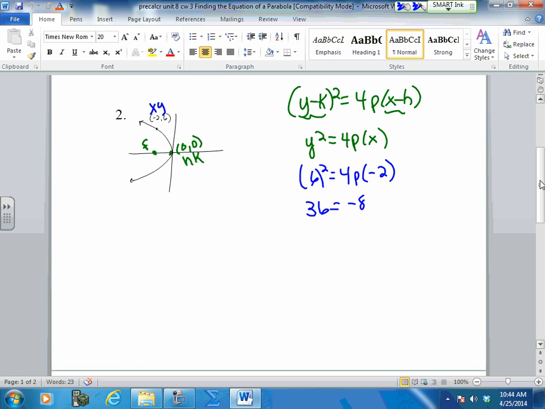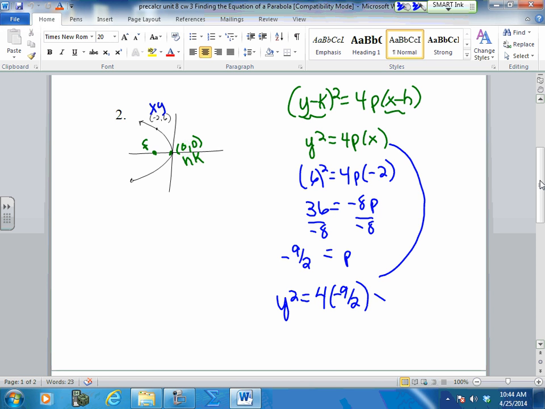So this gives us -8p, and divide by -8, and we didn't come out very pretty. And my p is negative, and shouldn't my p be negative? Because aren't I opening to the left? Yep. And we'll reduce this by 4. So p is -9/2. Okay, now all we have left to do is plug this back in. Take this piece and plug in your p. You need to give me the standard equation. So this will give you -36/2, -18x.